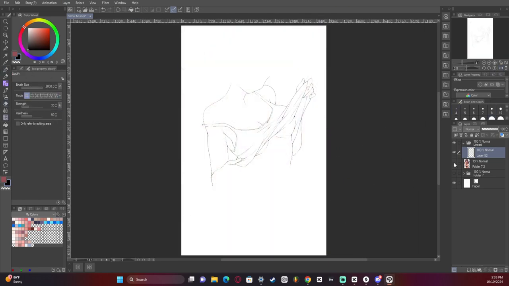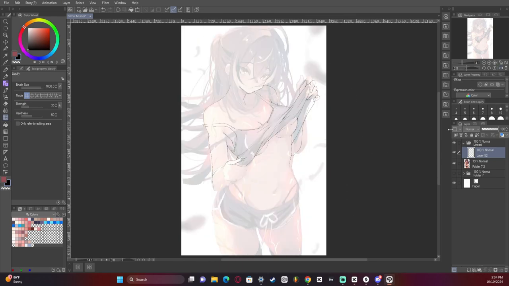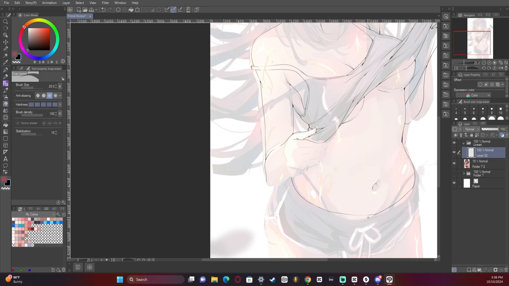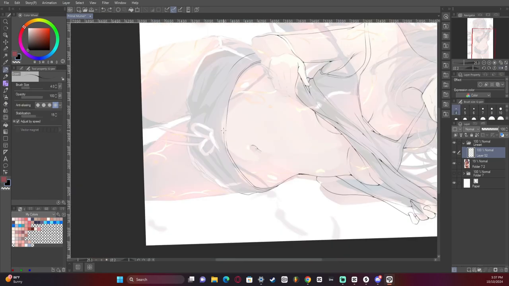Some of this is getting everything to look correct. I made a mistake in the line art where the torso didn't line up with the shoulder correctly, so I had to make adjustments there.